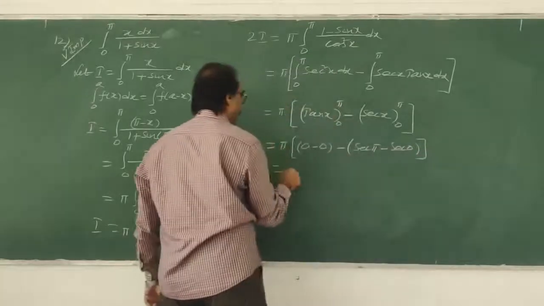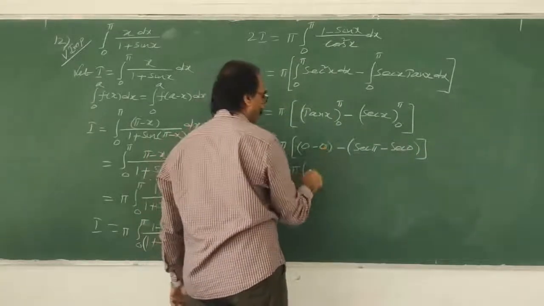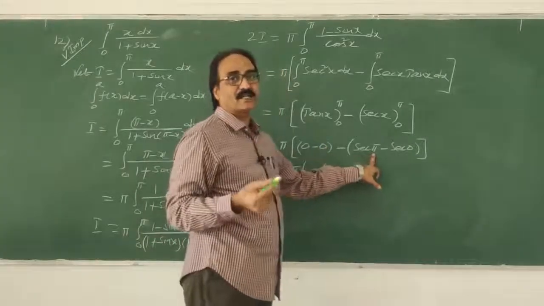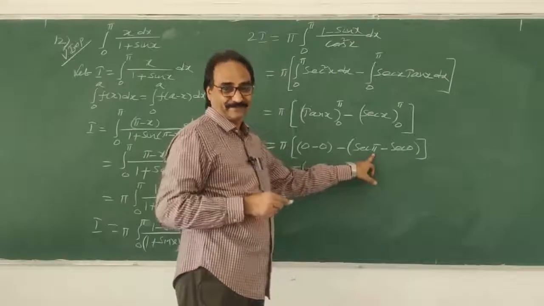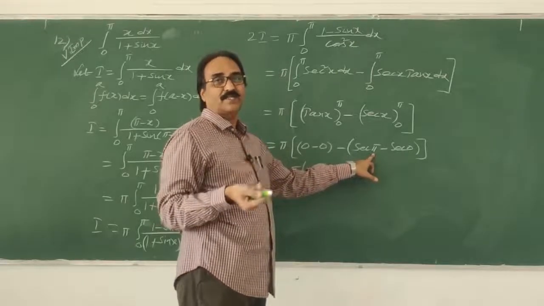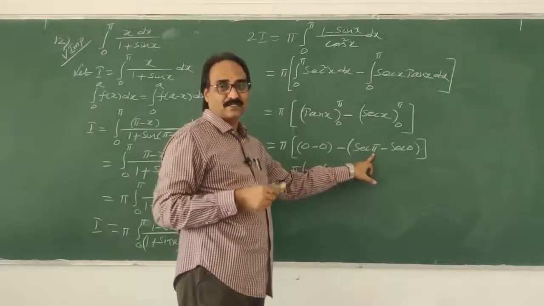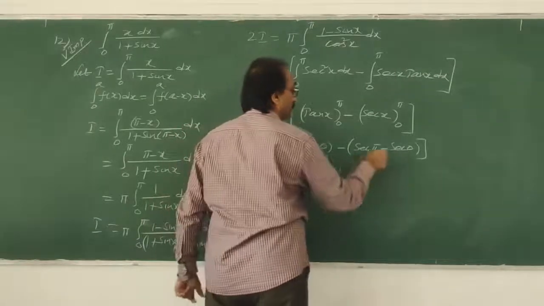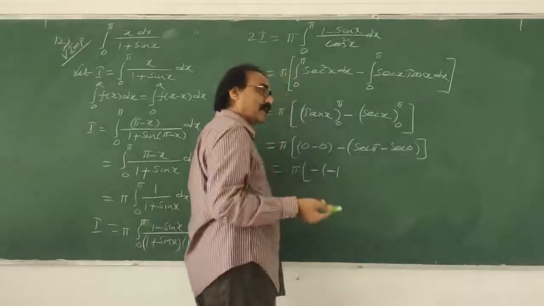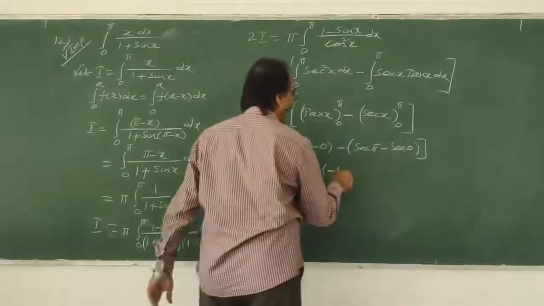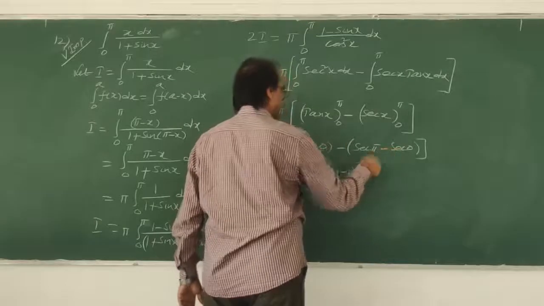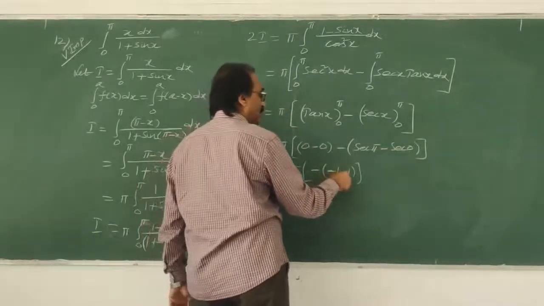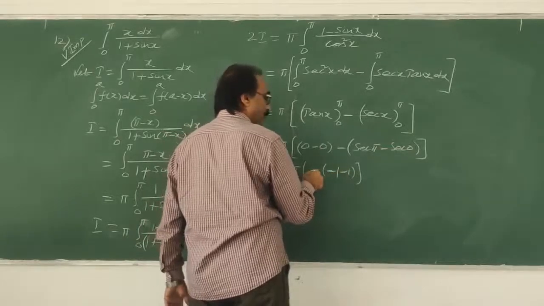So here pi into this is 0, minus of cos 180. Cos 180 is minus 1, correct? Secant is also the same, minus 1. Minus cos 0 is 1; secant 0, reciprocal, is 1 only. Here again you put minus 1, because minus is there. So this is nothing but minus 1, minus 1, minus 2. Minus 2 into minus gives plus 2.